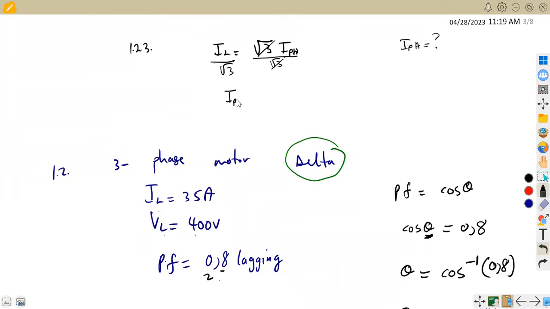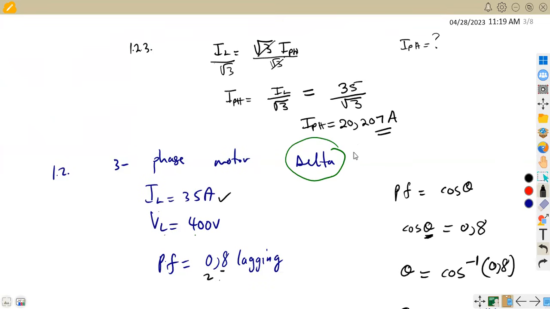So the phase current is going to be the line current over the square root of 3. We have got your line current, which is 35 over the square root of 3. So this is going to give us the phase current. All right, if you simplify properly, you're going to obtain 20.2072. The 2 cannot change the 7, so it's going to remain as it is, in amps.